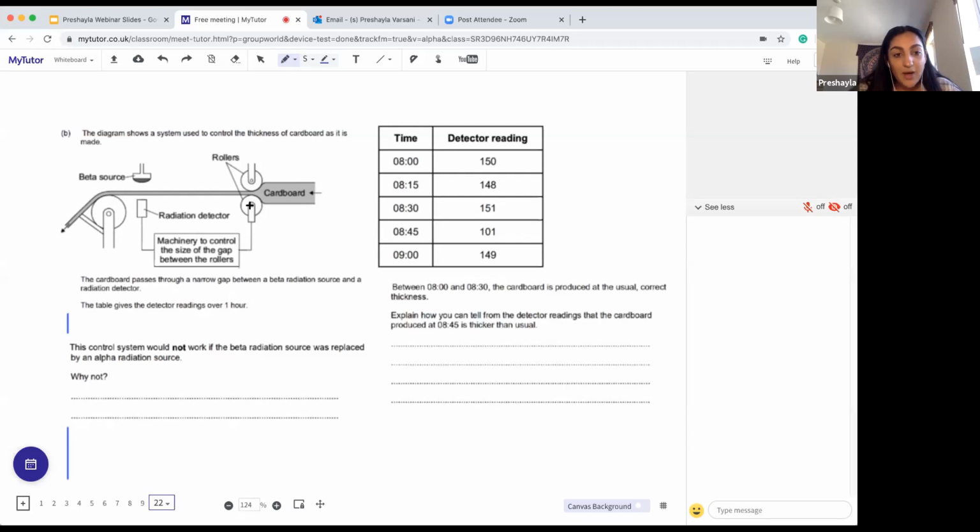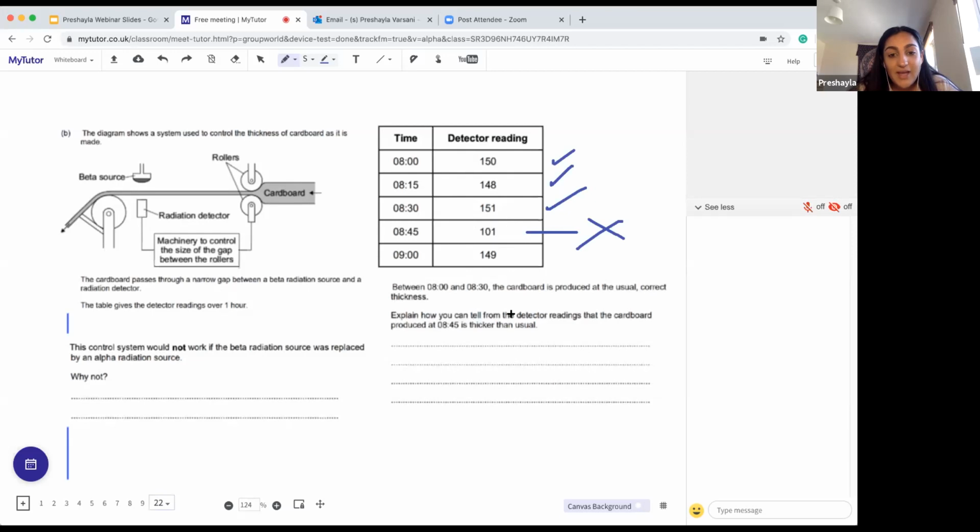So this cardboard passes through this gap and the beta source is passed through it. The table gives the detector readings over 1 hour. Between 8 and 8:30, the cardboard is produced at the usual correct thickness. So this is correct, correct, correct. However, it suddenly drops from an average of 150 to 101. So the reading 101 is not good. It's way too low than it should be.